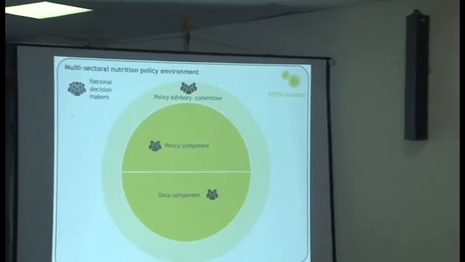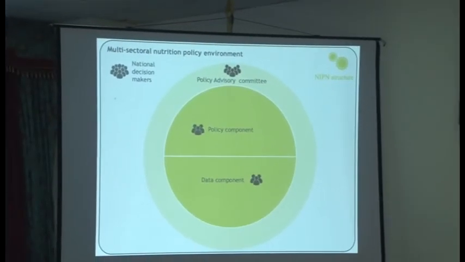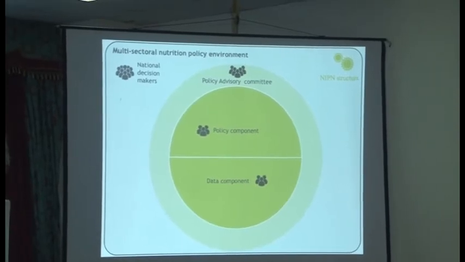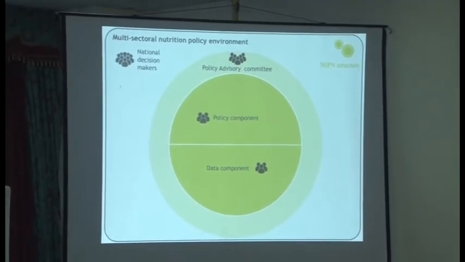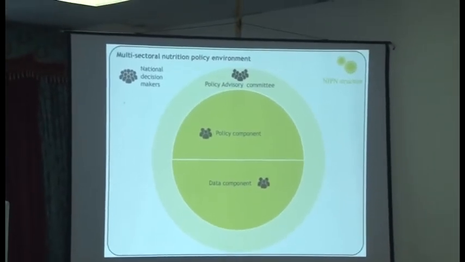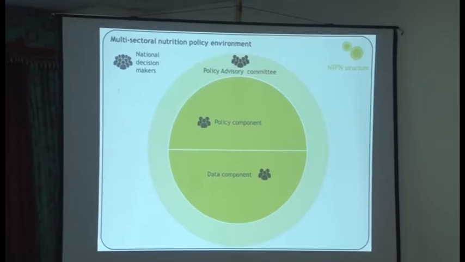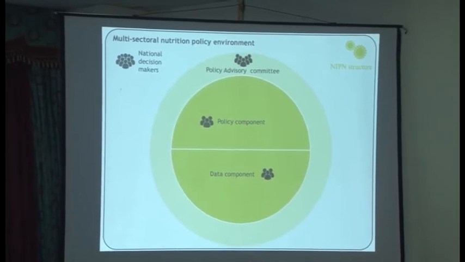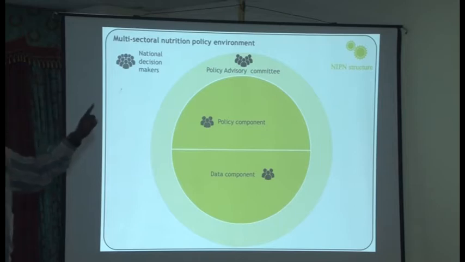Now, very quickly, NIPN has two major components. Component one is the policy component. The second one is the data component. And we've already said the data component is housed at UBOS, the data analysis unit. The policy unit is housed at OPM. Agreed? But we also have the policy advisory committee.